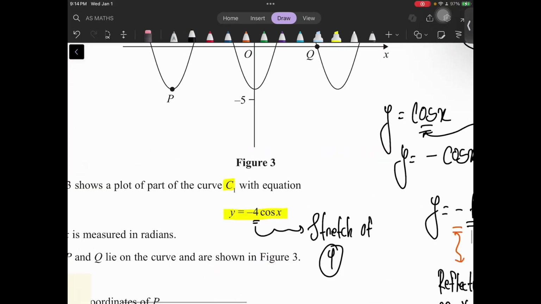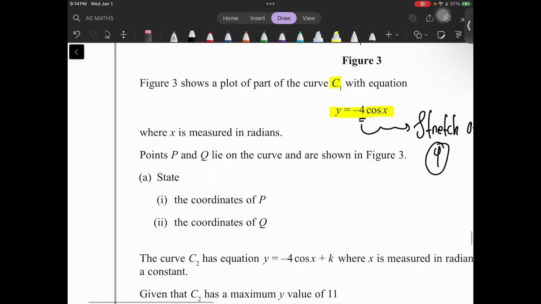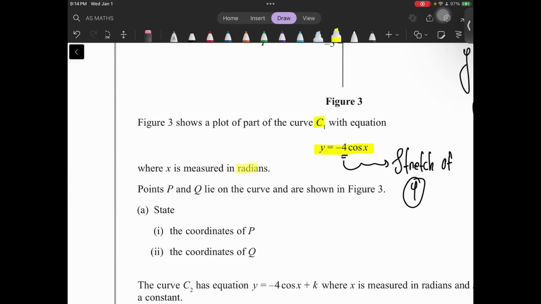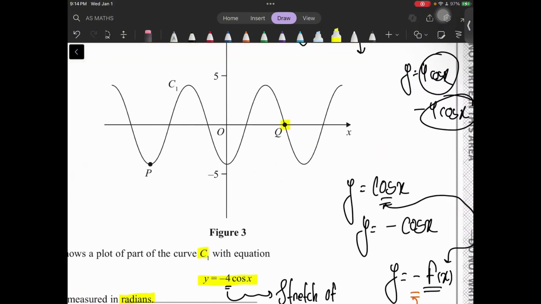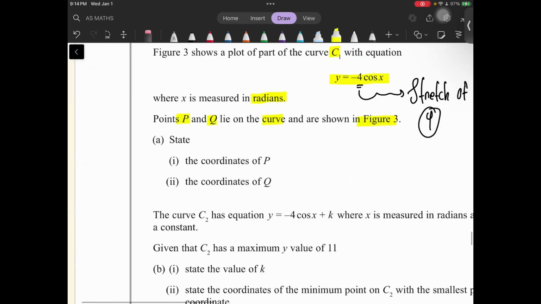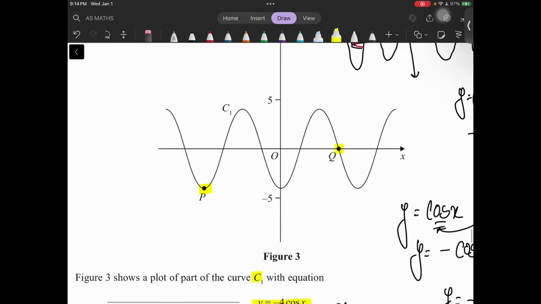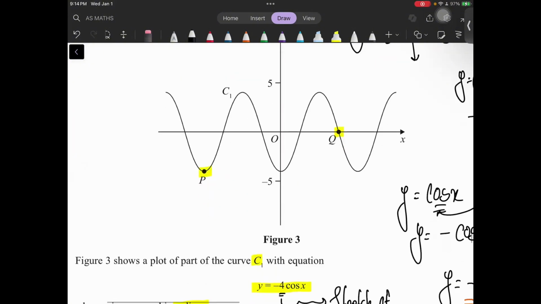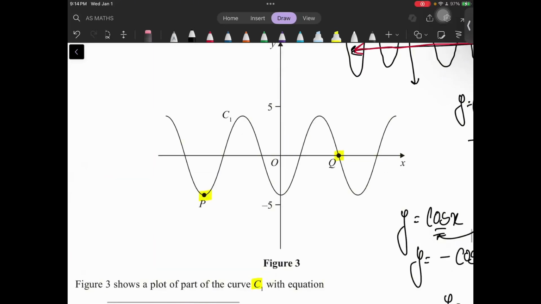So figure 3 shows a graph, where x is measured in radians. Points P and Q lie on the curve as shown in the figure. State the x coordinate of P. So state the coordinates of P, right? Find the coordinates of P.